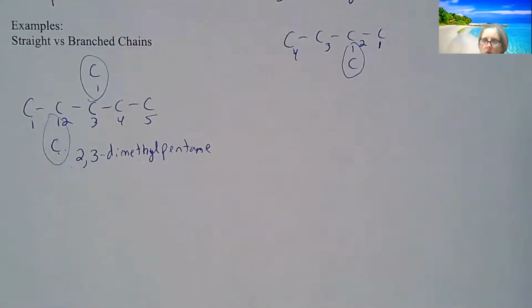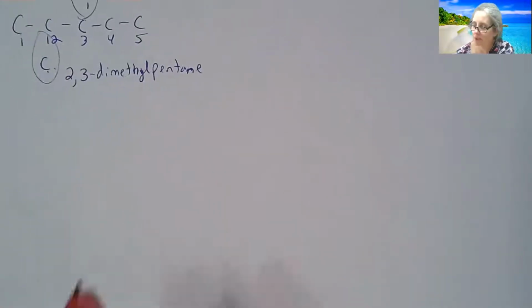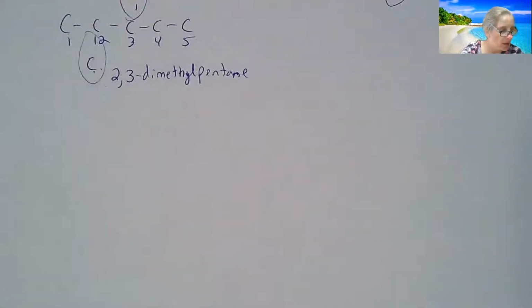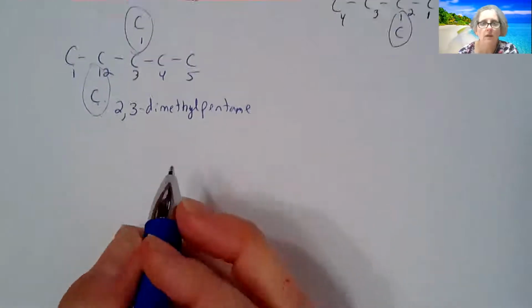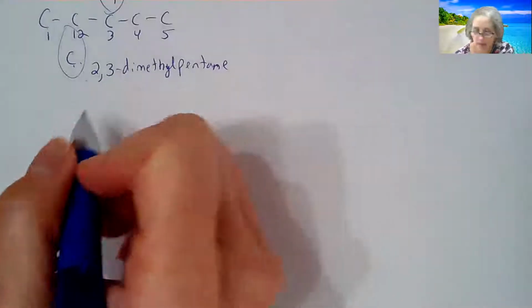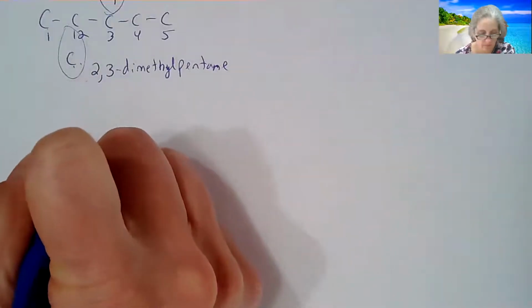So I'm going to continue talking about how to name these alkanes. I'm going to draw a couple examples and show you a couple things that kind of happen with this problem. So again, we left off with the 2,3-dimethylpentane. So I'm going to draw another molecule here.